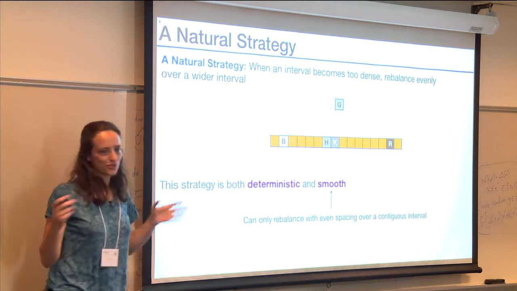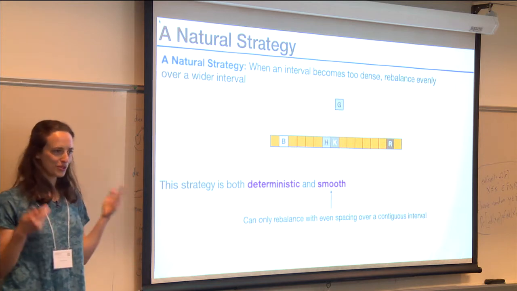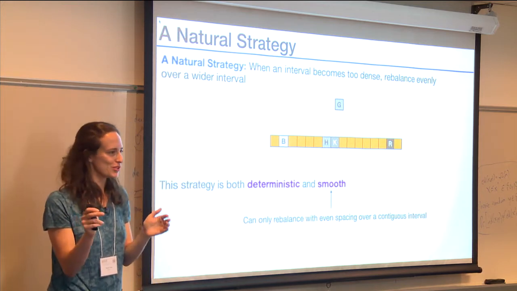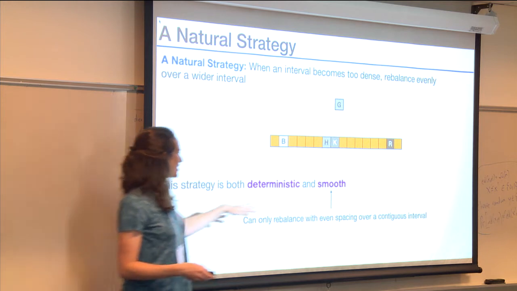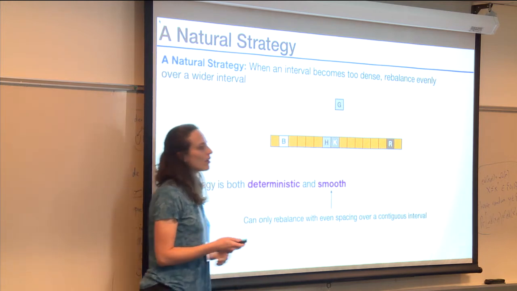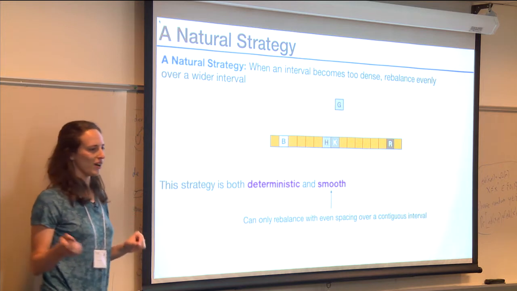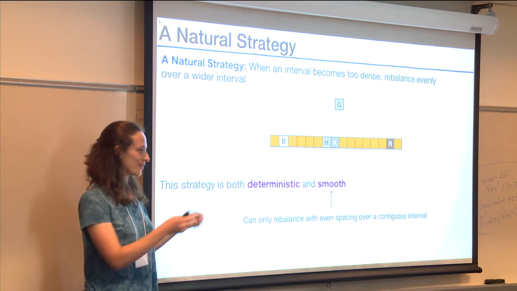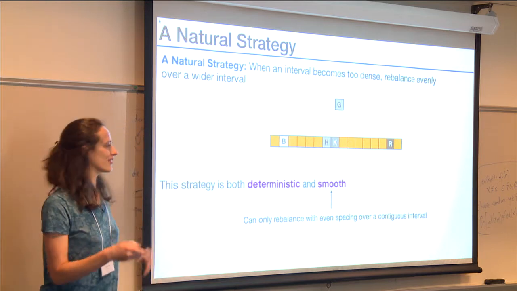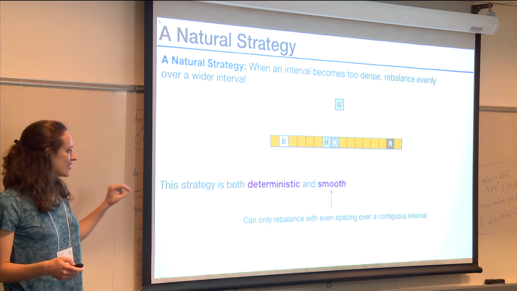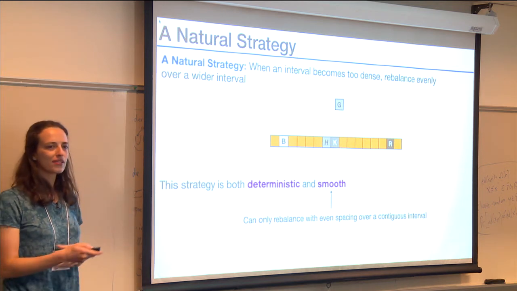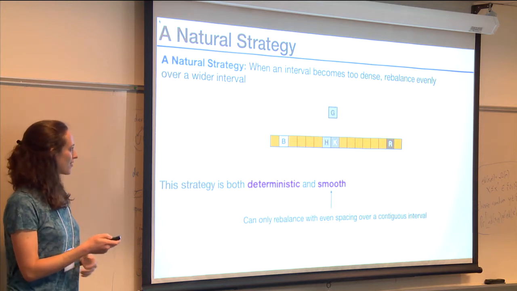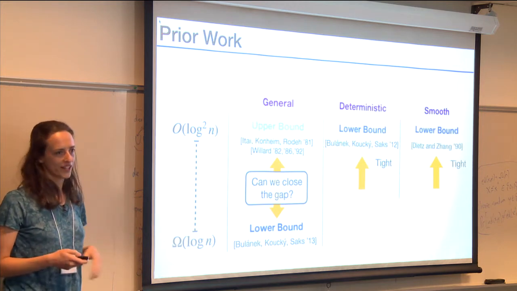So this natural strategy has these two properties. One of them is that it's deterministic, assuming that we choose deterministically when an interval becomes too dense. And the other one is a property called smoothness, where a smooth algorithm is simply one that says, take an interval and spread everything evenly along this interval. We're never going to spread things unevenly. We're always going to do it evenly. And it turns out that for algorithms restricted to these two properties, deterministic and smooth, we know the correct answer. In particular, the correct answer is log squared n.